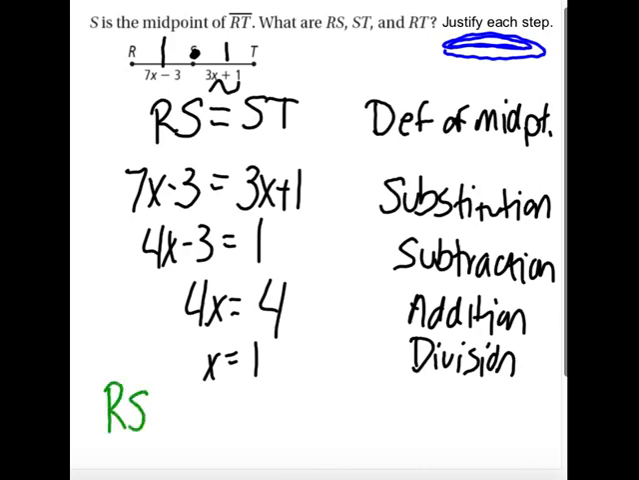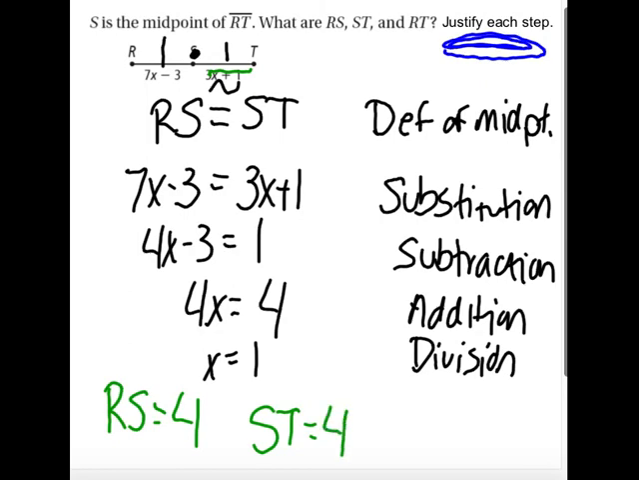RS, I know is 7x minus 3. So I'm going to plug 1 in. 1 times 7 is 7. 7 minus 3 is 4. Then I need ST. ST is 3x plus 1. So I'm going to plug 1 in for x. 3 times 1 is 3. 3 plus 1 is 4.